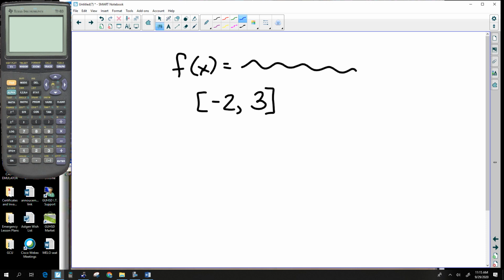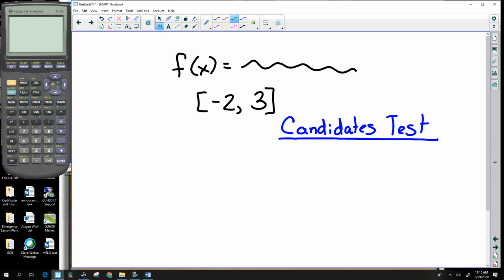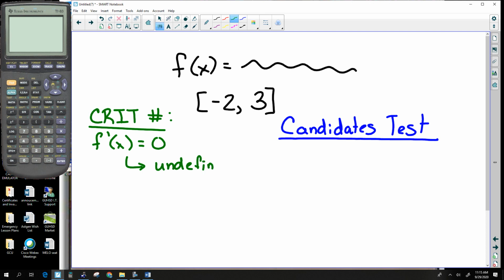So the general idea is this. We are going to do a thing called the candidates test. What this is, we are first going to find all the critical values. Again, a critical number, or critical value, is where the derivative is equal to 0 or where it's undefined, either the function or the derivative itself. Where is there just really weird stuff happening? So where's the derivative equal to 0 or undefined?